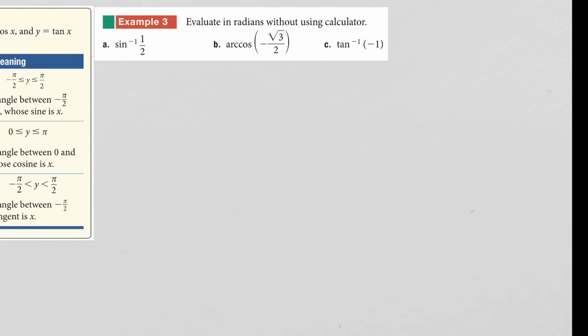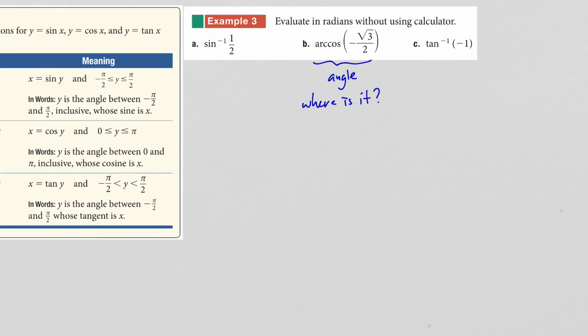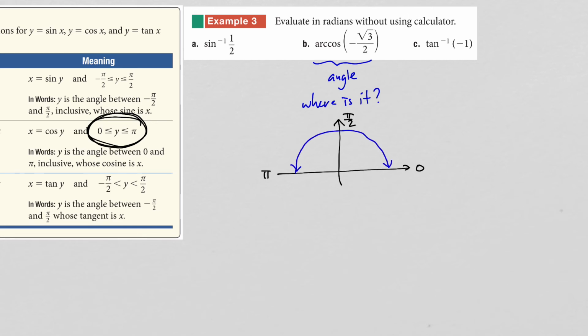So in the next problem, we have arc cosine of negative radical 3 over 2. Again, this is equal to some angle. So the first question is, where is it? Where is that angle? Well, for inverse cosine, we know that it will only produce an angle between 0 and pi. So if you look at your x and y axis, here's the angle 0, here's the angle pi over 2, here's the angle pi. If the angle is between 0 and pi, it has to be somewhere in either the first quadrant or the second quadrant.